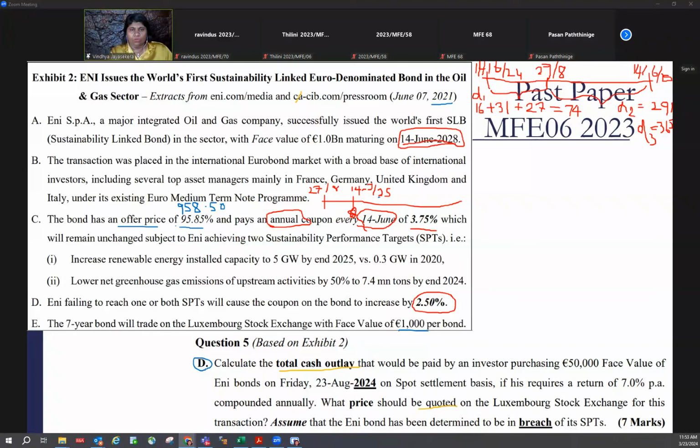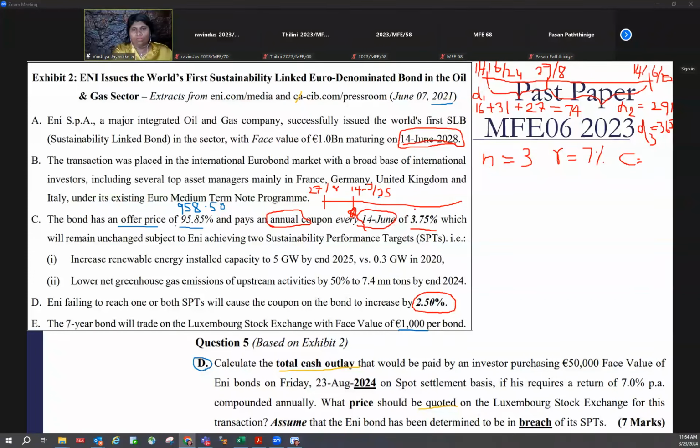So 14th of June 25 is considered 0. If this is 0, what is N? It's maturing 14th of June 28. N is 3. What is R? 0.07, correct. And what is C? 6250. Yes. Why is C 6250?